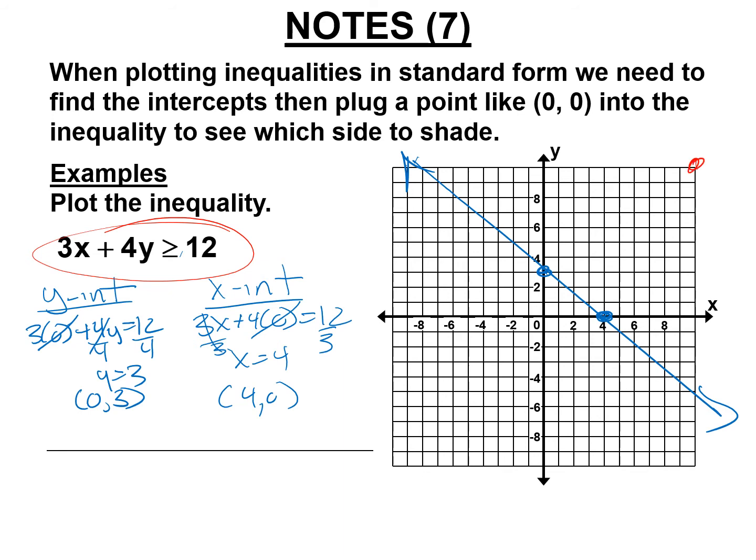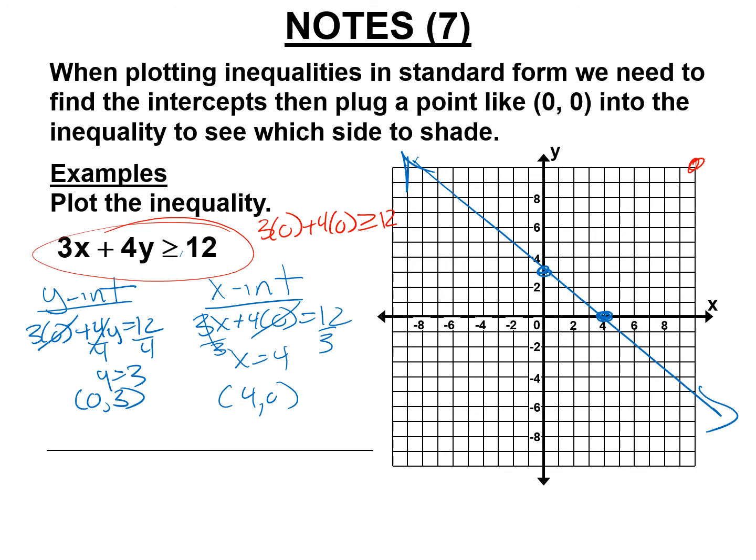If 10, 10 makes that work, that's in the shaded area. If it doesn't make it work, it means the other side's the shaded area. We tend to use 0, 0 just for the same reason we use zeros for finding intercepts. It makes it go faster. So let's put zeros in here and see what happens.